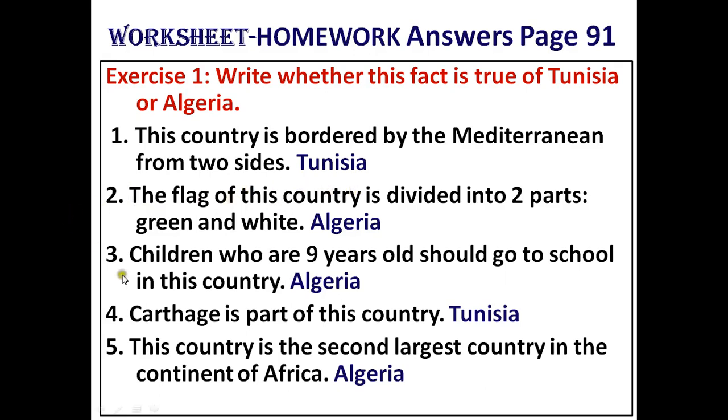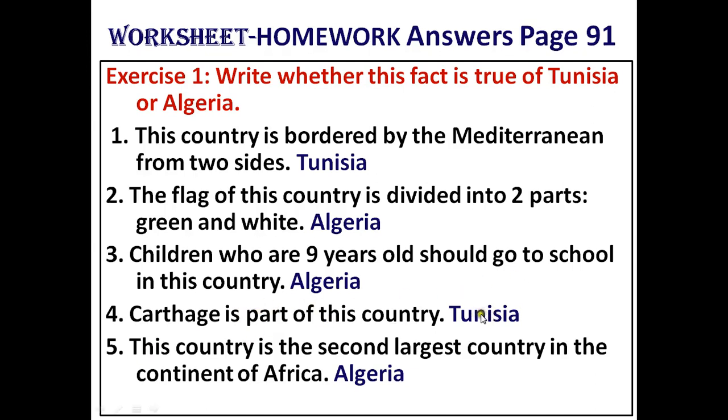The next is: Carthage is a part of this country. We have seen that Carthage was a series of cities on the Gulf of Tunis which grew to become a major power in the Mediterranean Sea. So the country name here is Tunisia, as we have seen.